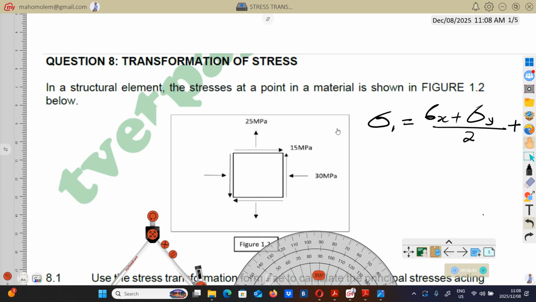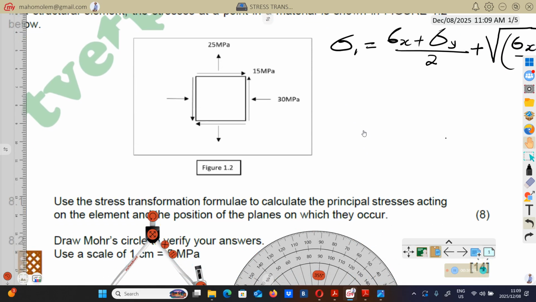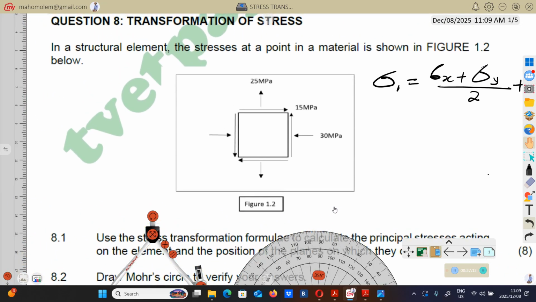Right. I will explain some of the things along the way. Let's check this problem here. In a structural element, the stresses at a point in a material are shown in figure 1.2 below. Use stress transformation formulae, those formulas that we've seen on the formula sheet, to calculate the principal stresses acting on the element and the position of the planes in which they occur.